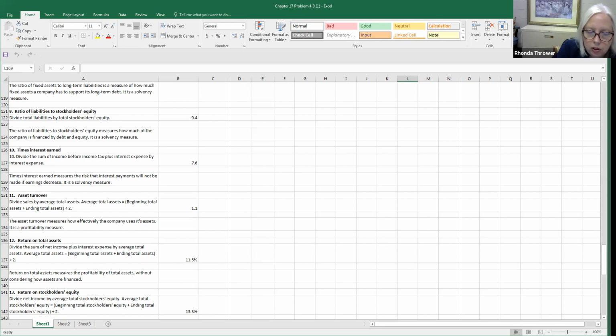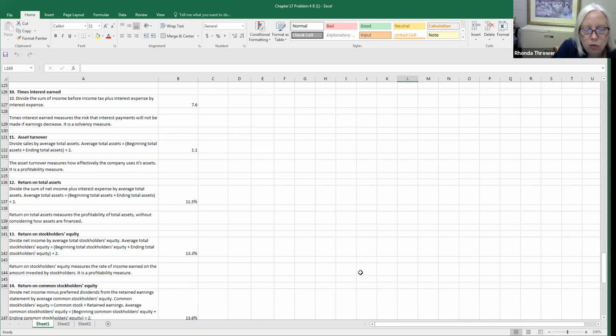The next profitability ratio that we need to talk about is the return on stockholders' equity. We're going to take the net income found on the income statement, and divide this by the average total stockholders' equity. The average total stockholders' equity is your beginning total stockholders' equity, which comes from the ending total stockholders' equity of year 1. We're going to add that to the ending total stockholders' equity of year 2, and that sum total will be divided by 2.